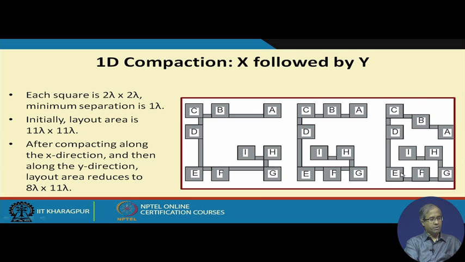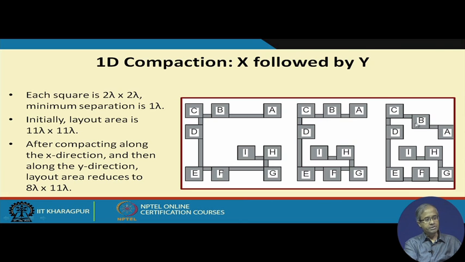Now, you do y compaction, that means we are pushing down, let us say. So, E, F, G are already down. I, H are already having a gap of 1, you cannot do this. D is already having a gap of 1, you cannot push D further, but A you can move down. A you can move down up to a point where there is a gap of 1. B also you can move down because B and A are together.